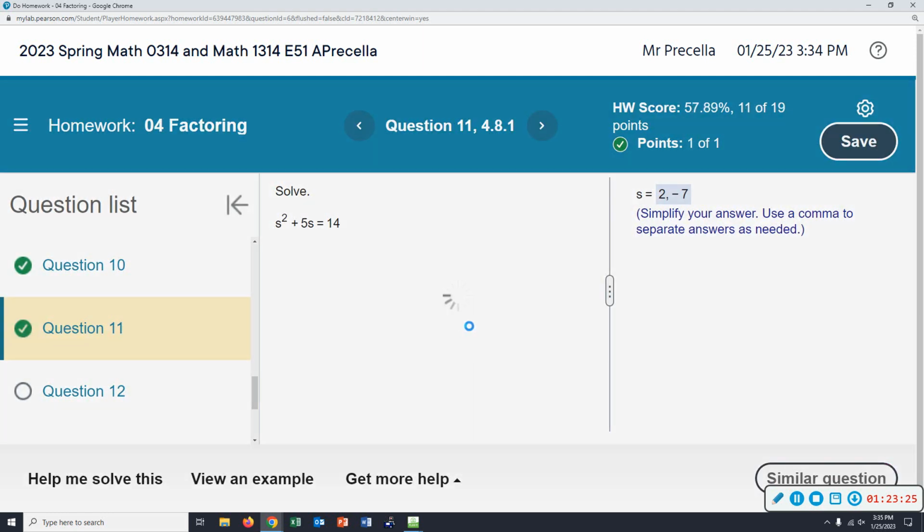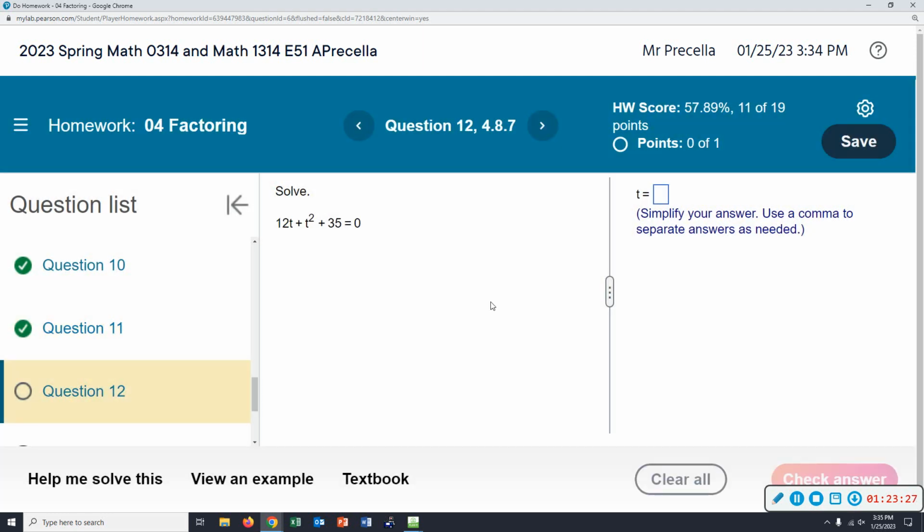Number 12. Oh, wait. 12t. Oops. Plus t squared plus 35 equals 0.